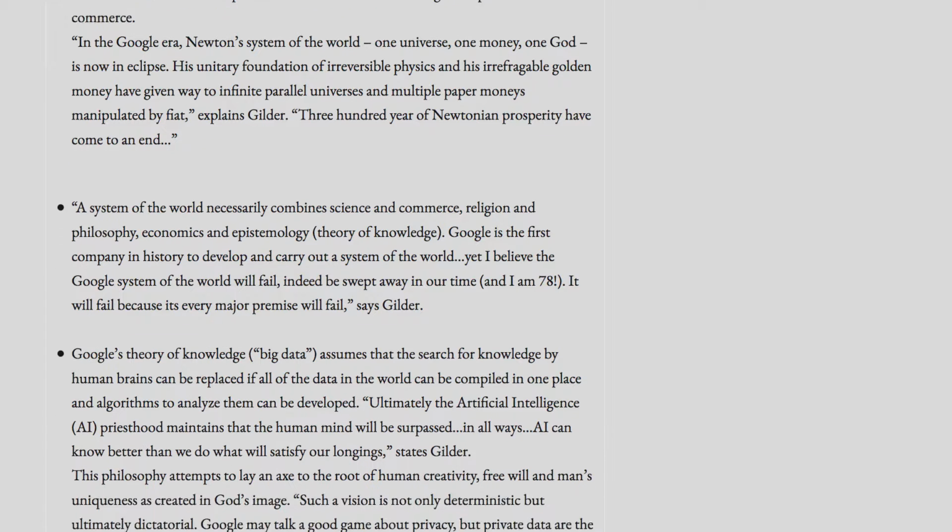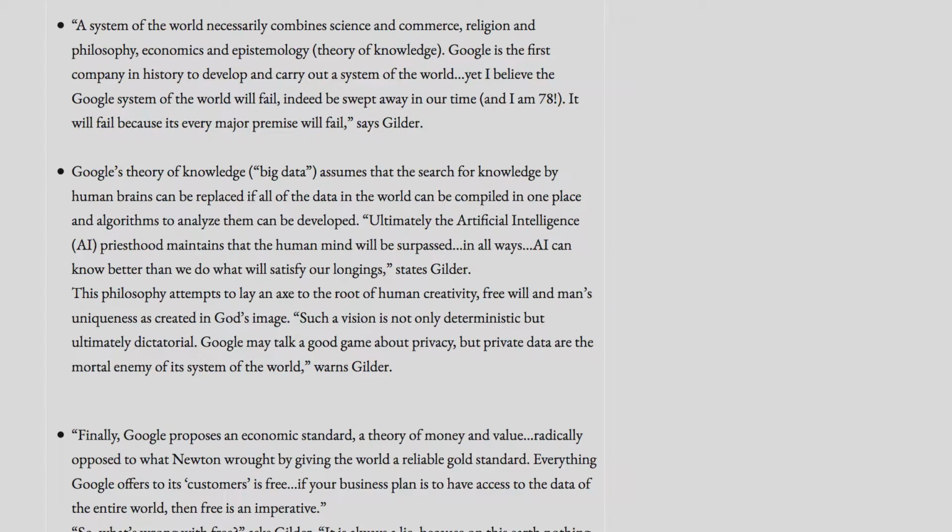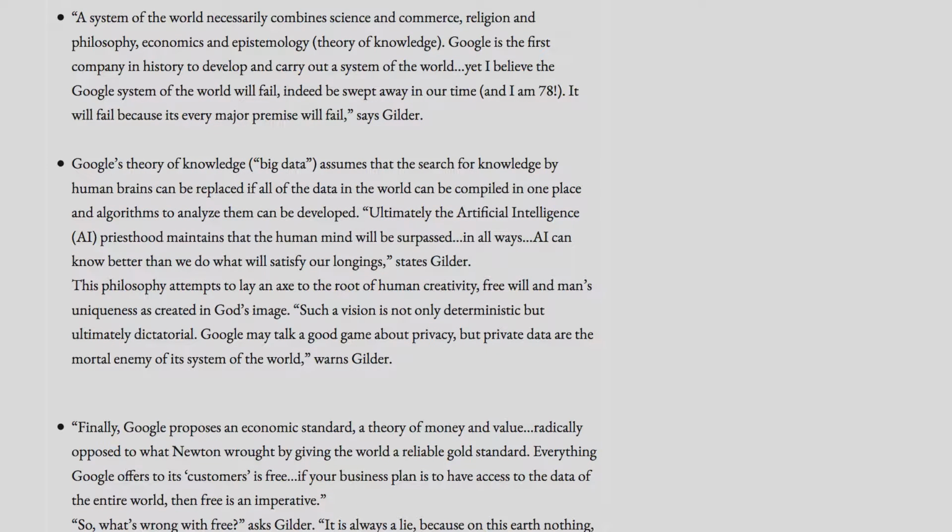"A system of the world necessarily combines science and commerce, religion and philosophy, economics and epistemology, theory of knowledge. Google is the first company in history to develop and carry out a system of the world. Yet I believe the Google system of the world will fail, indeed will be swept away in our time, and I am 78. It will fail because its every major premise will fail," says Gilder.